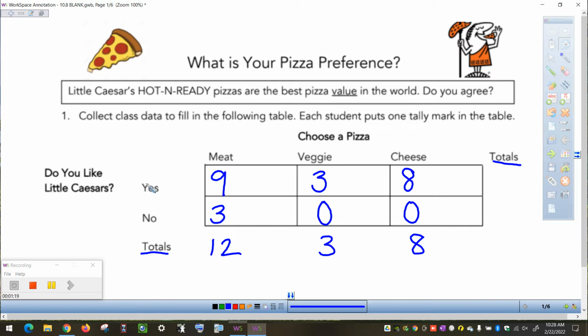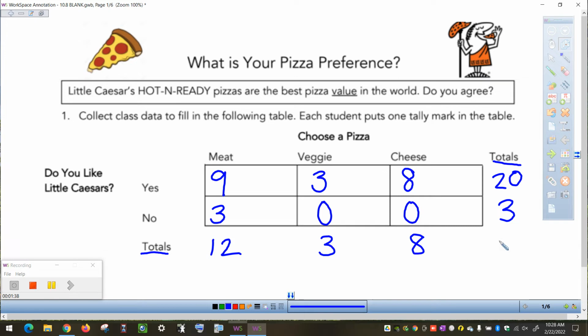So the top row, the people who preferred yes, Little Caesar, we're going to be doing 9 plus 3, which is 12, plus 8, that's 20 students. And then we just have 3 students in this whole bottom row. If we had other numbers in those positions, we would go ahead and add those up to get the total number of people who do not prefer Little Caesars.